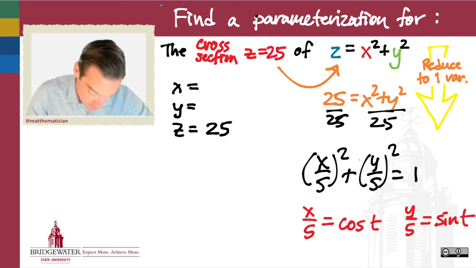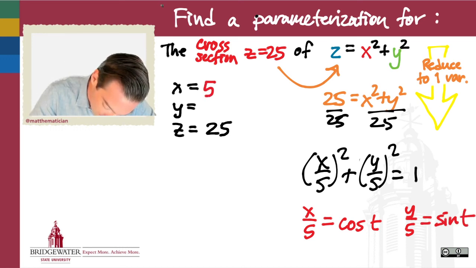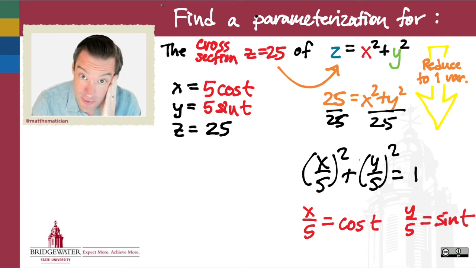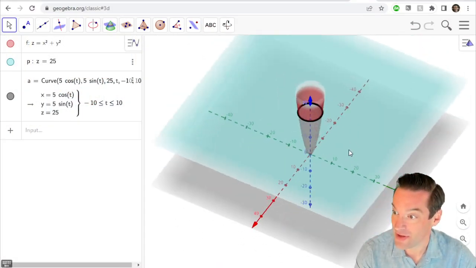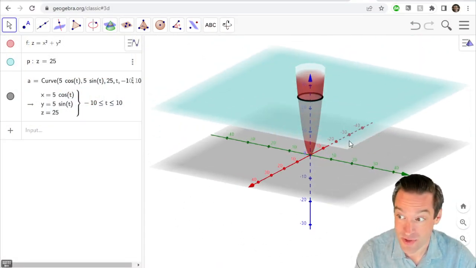And then just multiplying those by 5, we end up getting the same thing that you got by recognizing that what we're doing here is parameterizing a circle whose radius is 5. And when we visualize this parametric curve, sure enough, it does give us that circle, which is the cross-section of z equals x squared plus y squared in the plane z equals 25.